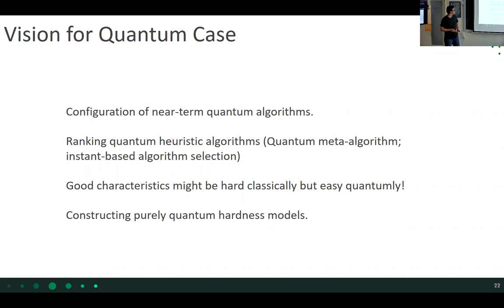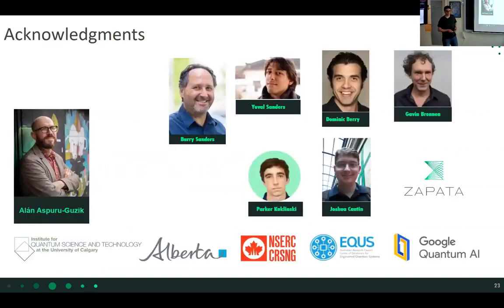Also, there are characteristic features that you cannot calculate efficiently classically, but if they are some correlation functions that you can calculate efficiently on a quantum computer, we can use them as features for classical empirical hardness models. And the final goal is to construct a purely quantum empirical hardness model to predict the performance of quantum algorithms for different problems.